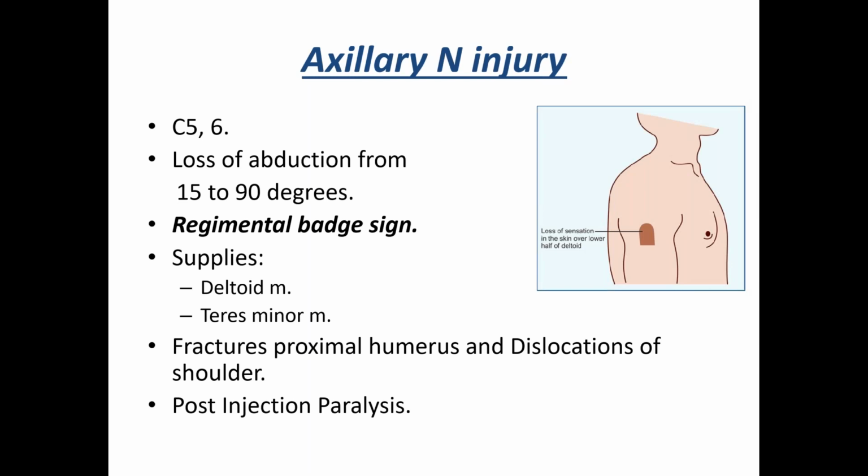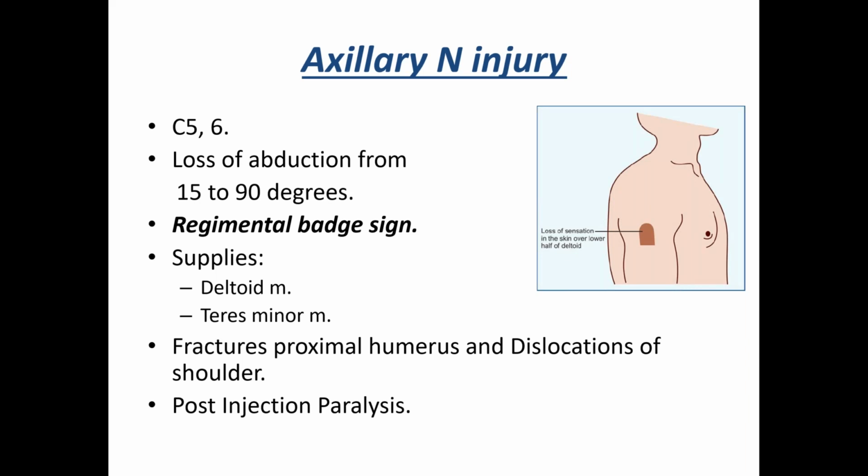And there will be a sensory loss over the insertion of the lower half of deltoid. Okay, this area is the area where the army people in regiments, they wear a badge on the arm, and therefore this sign, the loss of sensation in this area, is called as regimental badge sign.